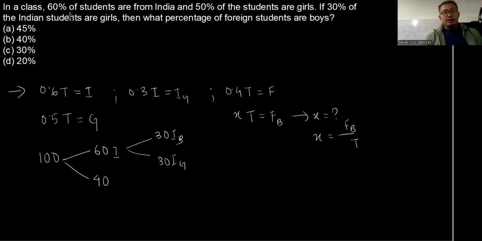The 60% of students are from India and 50% of the students are girls. If 30% of the Indian students are girls, then 30% of 60 is 18. So 3 into 6, 30 into 60, 1800 by 100 gives 18. So 18 students are Indian girls. 60 minus 18.